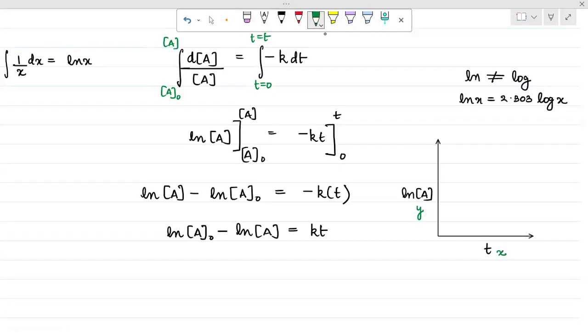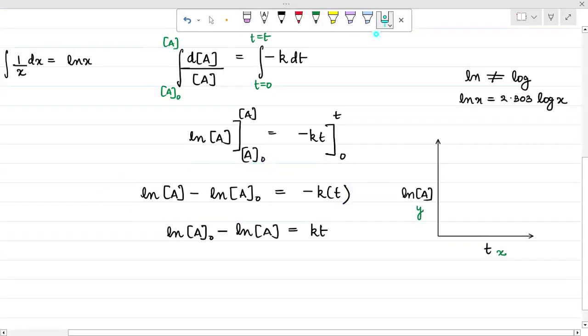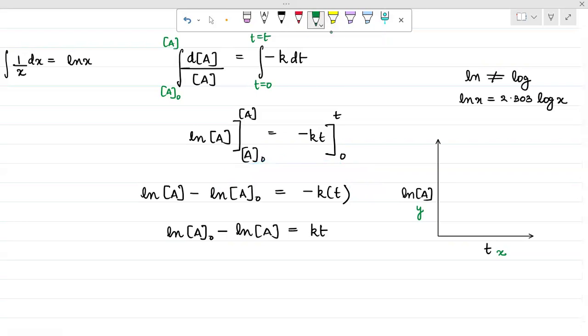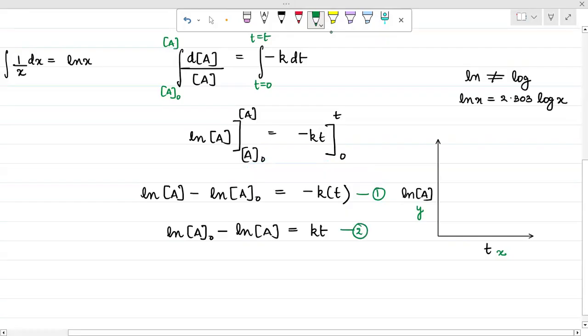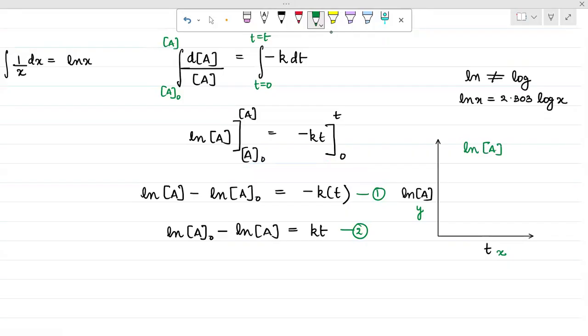So I'll take this equation and I'll bring this ln A0 to the right. Let's see how it will look. Let's say this is 1 and this is 2. I'll rearrange 1, or you can rearrange 2 as well, whatever is easier for you. ln A, I'll keep on the left because that is my y-axis, is equal to this minus ln A0, which on coming to the right will become plus ln A0 minus kt. That's it. Correct?